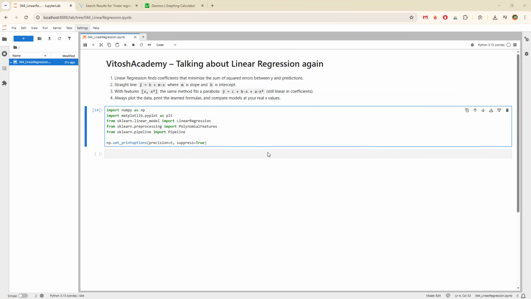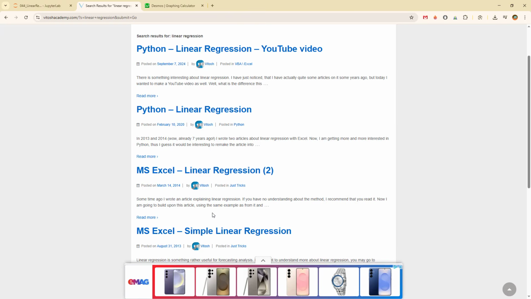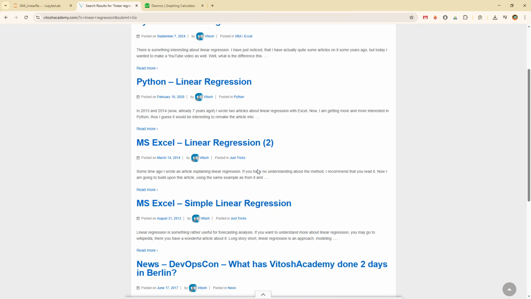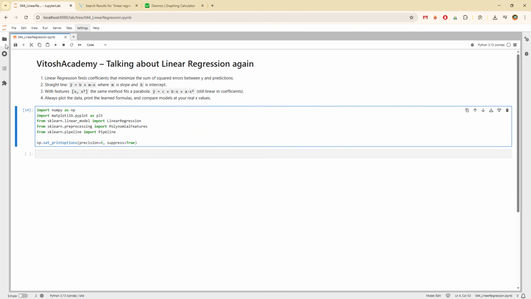Today we'll be talking about linear regression again. As you see, I have probably a lot of linear regression videos and articles, probably since 2013 here. But still, there is always something interesting about it, or at least I like to think about it this way.